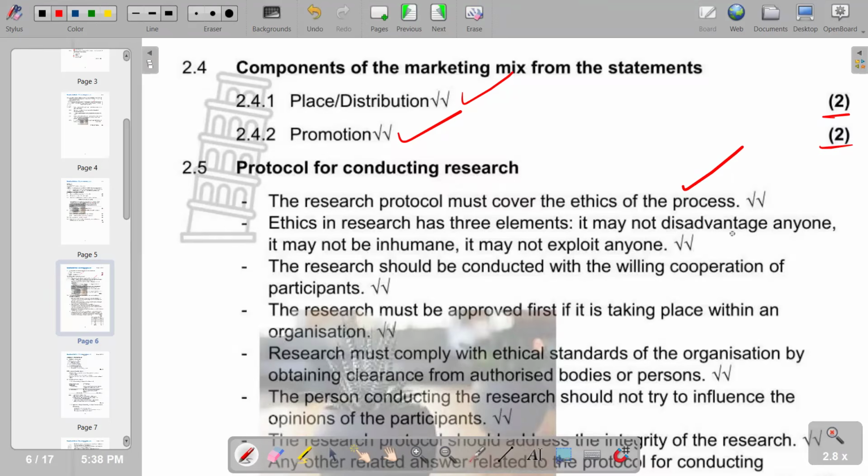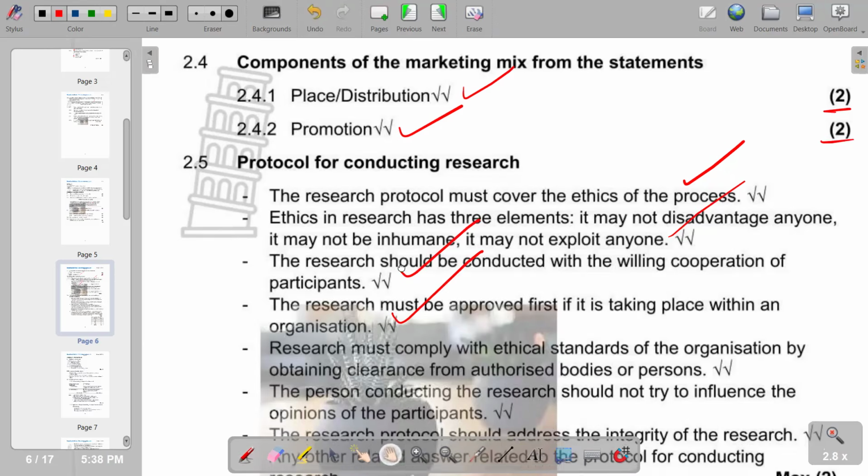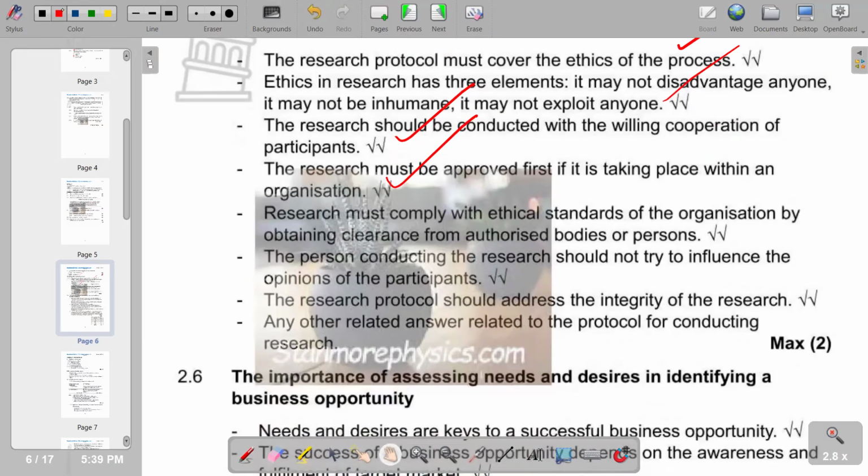It may not disadvantage anyone. It may not be inhumane. It may not exploit anyone. And then the third point, the research should be conducted with the willing cooperation of participants. And the research must be approved first if it is taking place within an organization. So basically, these are the points in terms of the protocol of conducting research. Of course, we have a continuation of other points that we can also include that are also correct.